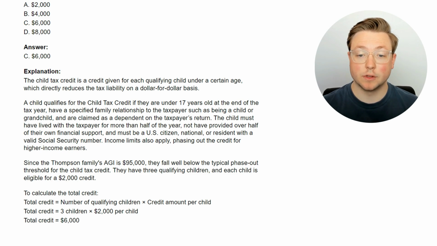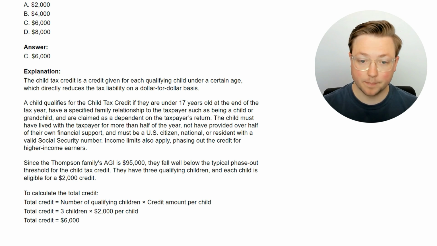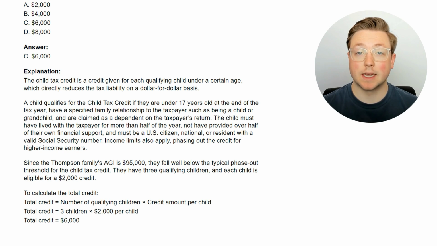The child qualifies for the child tax credit if they are under 17 years old at the end of the tax year, have a specified family relationship to the taxpayer such as being a child or grandchild, and are claimed as a dependent on the taxpayer's return. The child must have lived with the taxpayer for more than half of the year, not have provided over half of their own financial support, and must be a U.S. citizen, national, or resident with a valid Social Security number.